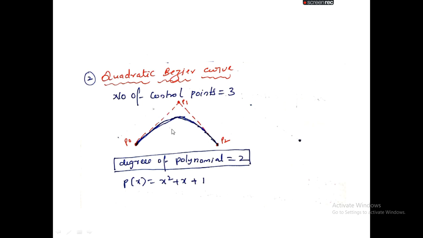Now the second component is called a tangent. So I drew two tangents. From P0 to P1 is one tangent, P1 to P2 is another tangent. With the help of these three control points and two tangents, I created a curve. Try to see the shape of the curve I created. This curve is called a quadratic Bezier curve, because the number of control points in this example is 3.